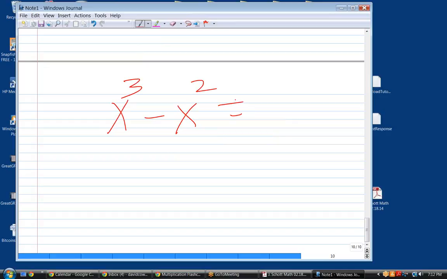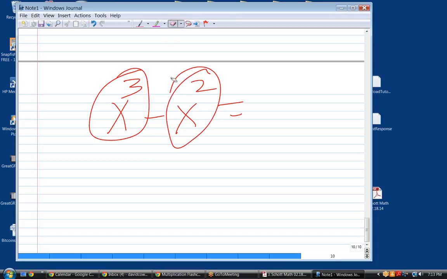X to the 1st. Trick question. You can't subtract different things. This is an apple, that is an orange. I cannot add or subtract them. So, in other words, that does not simplify. That's exactly what it is.